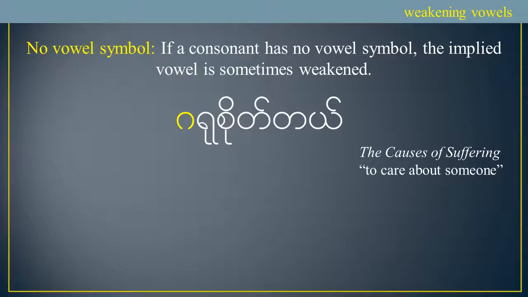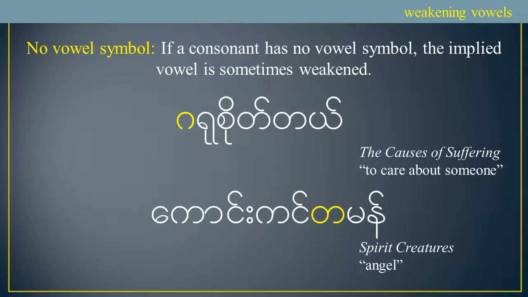From the heading The Causes of Suffering, the phrase for to care about someone. Here's the consonant. We'll highlight the consonant here because there is no vowel symbol associated with it. So it normally has that ah sound. But listen to it on the language app and you'll hear that it's weakened. The next example we use is from the heading Spirit Creatures. It's the word for angel. Again, we haven't highlighted in yellow the vowel. There is none. This is a consonant that lacks a vowel symbol. And again, the sound has been weakened for its associated vowel.